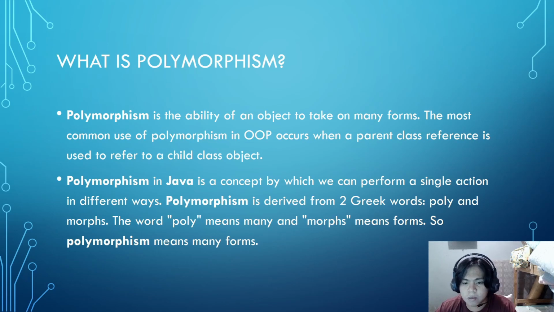Now, polymorphism in Java is a concept by which we can perform a single action in many different ways. Polymorphism is also derived from two Greek words, poly and morphs. The word poly means many and morphs means forms. So basically, polymorphism means many forms.